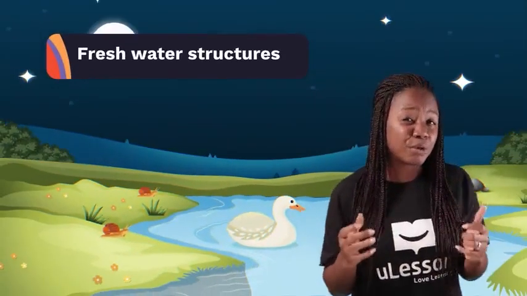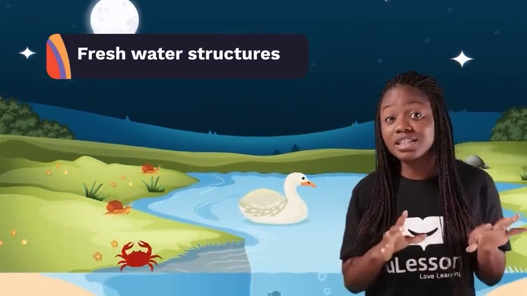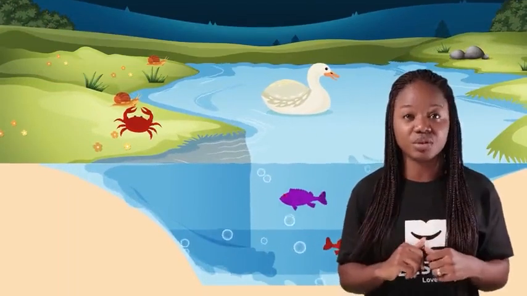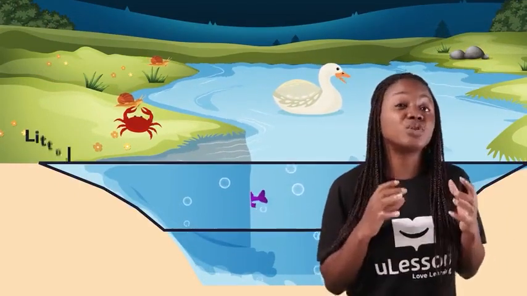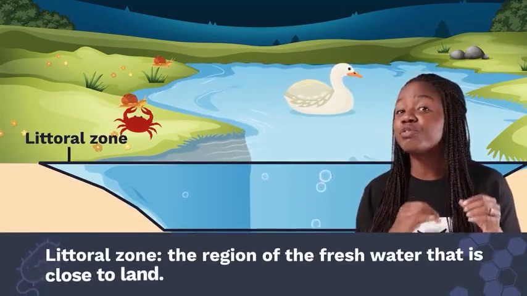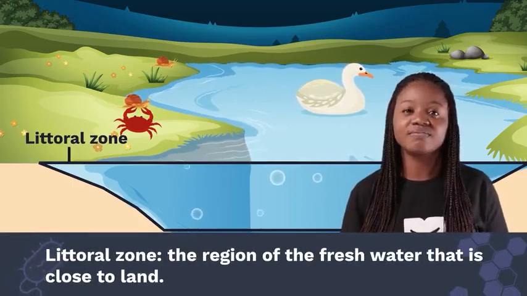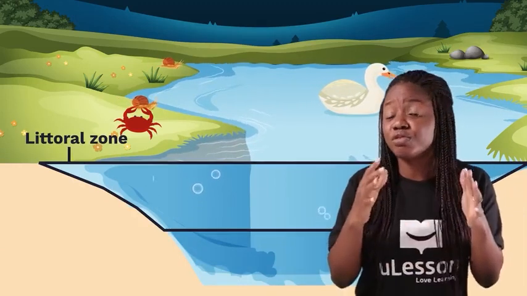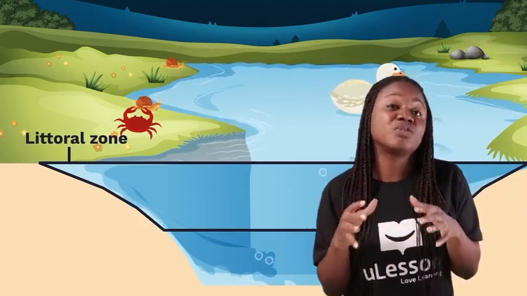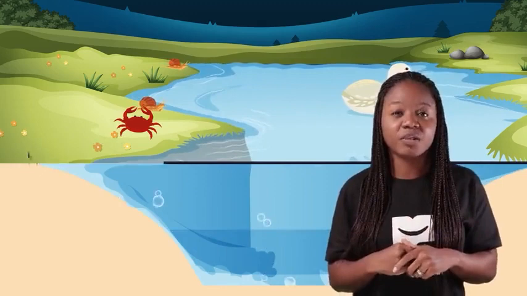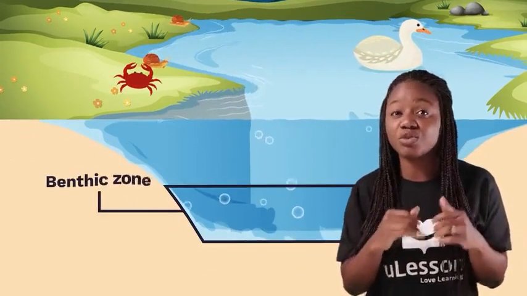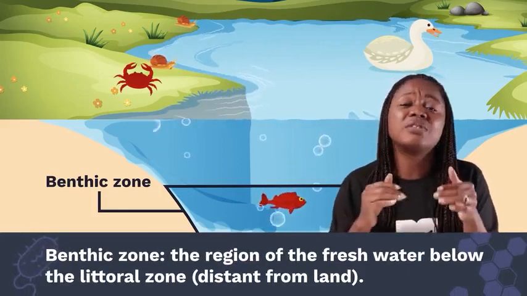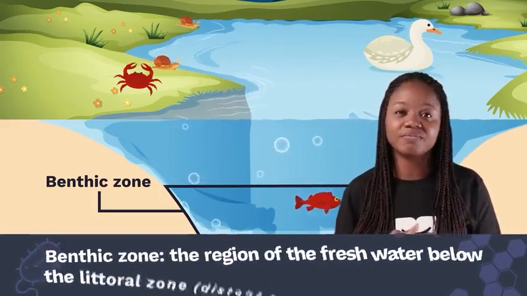So how are freshwater bodies structured? Essentially, both lentic and lotic freshwaters have 2 regions. The first is the littoral zone. That's the region of the freshwater that is close to land. This is the shore area, and it extends a few meters into the surface of the freshwater body and some few meters into the depths of the water. The other region, called the benthic zone, is distant from the shore. It is below the littoral zone and deep down into the bottom of the freshwater.